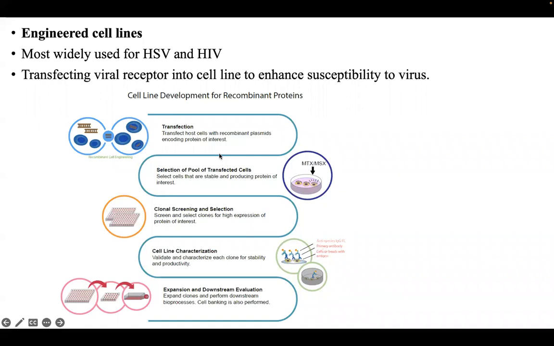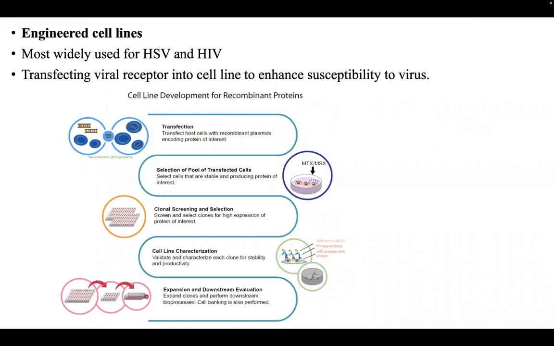And most of the time we use recombinant plasmids to put the gene of interest into that particular cell, so that the gene that is now encoding our protein of interest, which in this case is the viral receptor, is expressed in those cells. So once it is expressed, then the virus is able to infect that particular cell line.